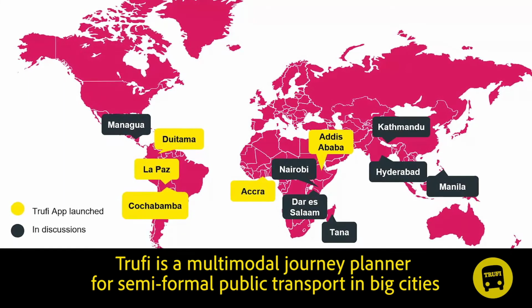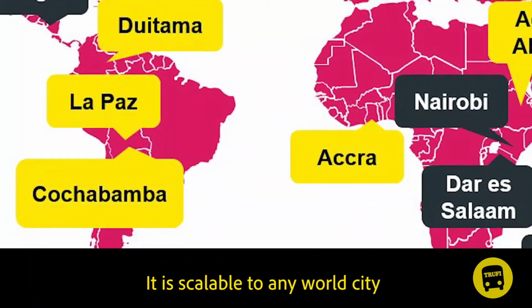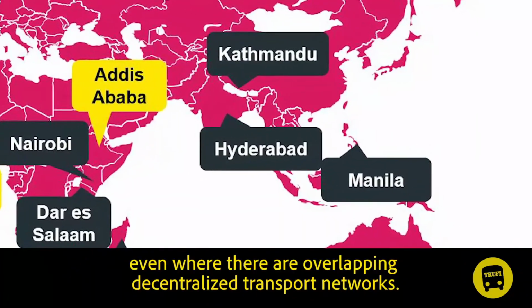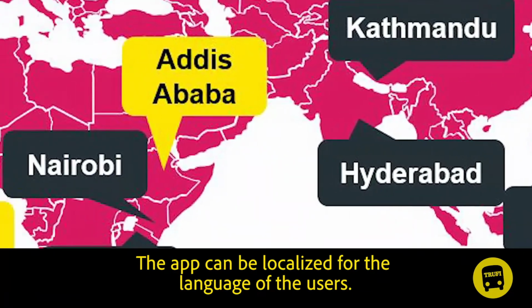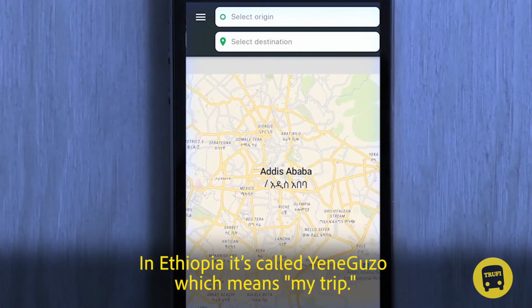Trufi is a multimodal journey planner for semi-formal public transport in big cities. It is scalable to any world city, even where there are overlapping decentralized transport networks. The app can be localized for the language of the users. In Ethiopia, it's called Yene Guzo, which means my trip.